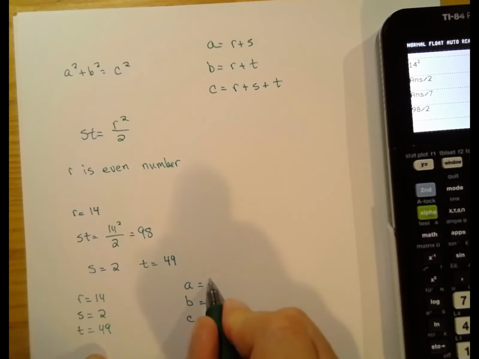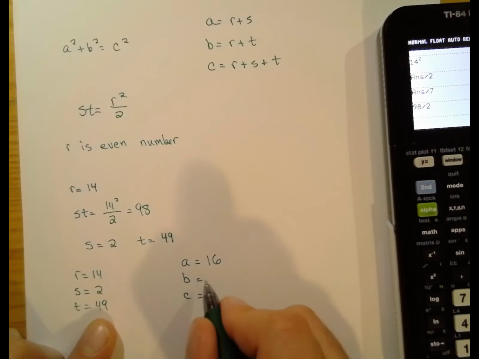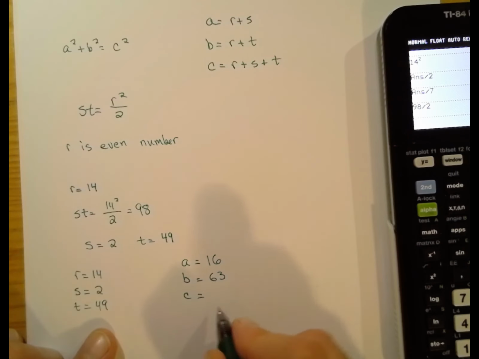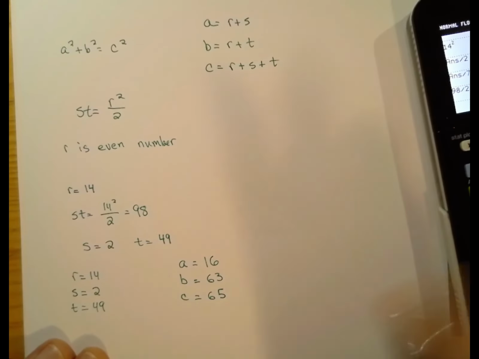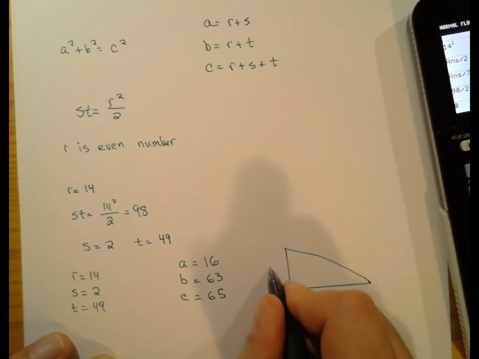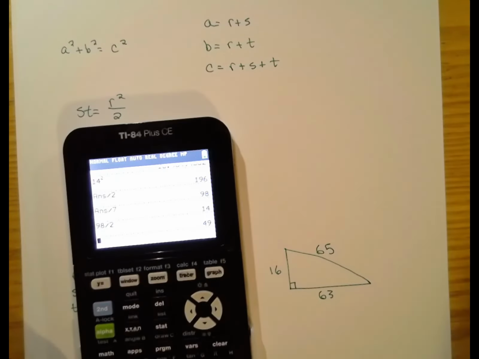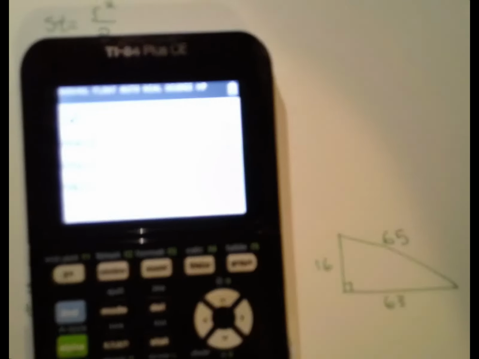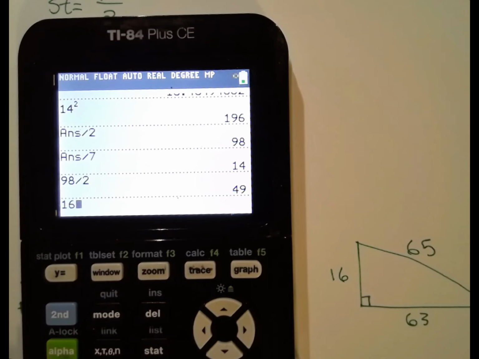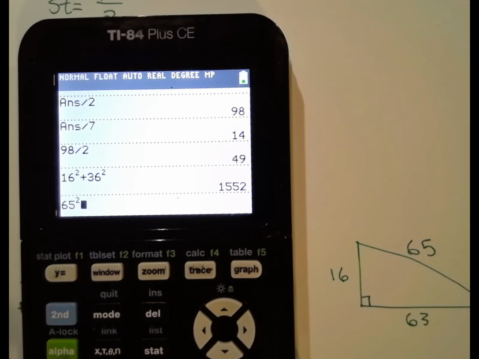R plus S is the A value. R plus T is the B value. So what is that? 63. And then R plus T plus S is the C value. So this is an unknown to me Pythagorean triple. Just double check that I've done all of this right. I've done this correct. 16 squared plus 63 squared should equal exactly 65 squared.